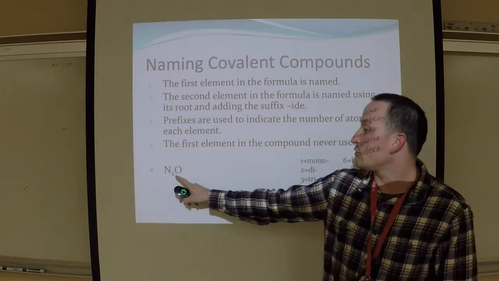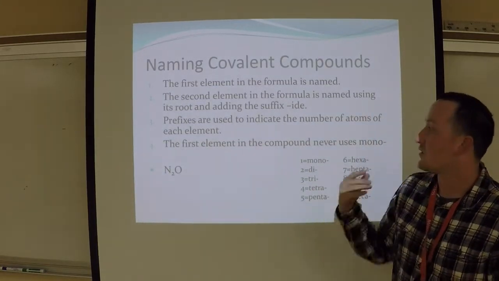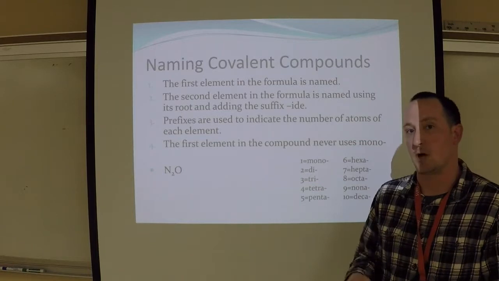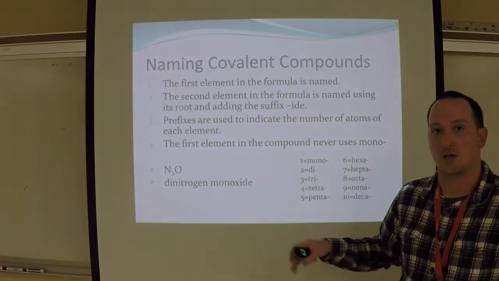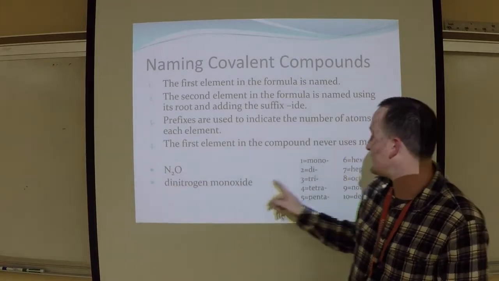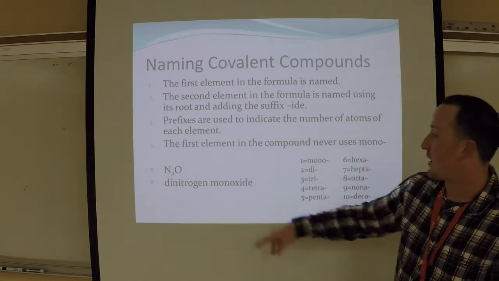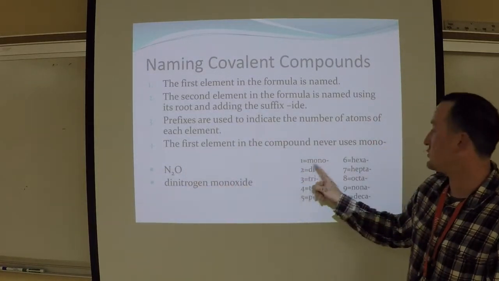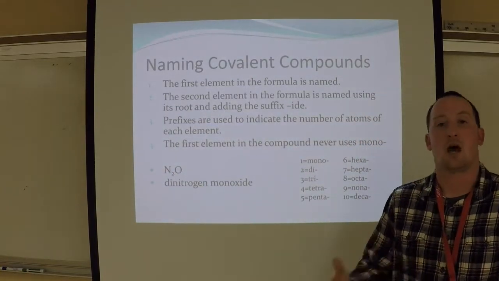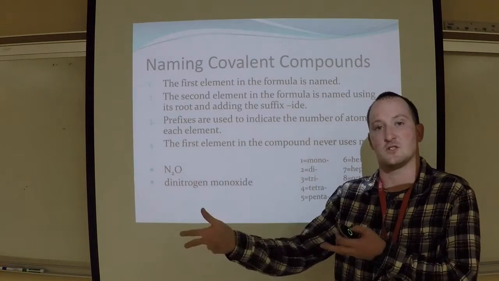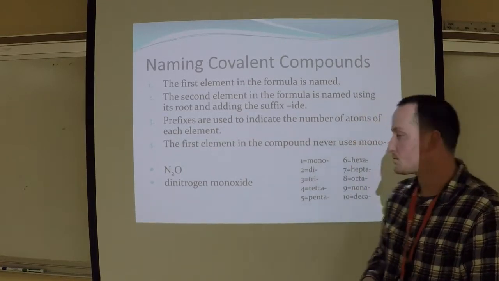Now, if I only had one nitrogen, I would not use the prefix mono because of Rule 4, which says the first element in the compound never uses mono. So this would be dinitrogen monoxide, because di stands for two, so I have two nitrogens. The monoxide, I have oxygen, and because there's only one, I use the prefix mono. But again, if I had only one nitrogen, I would not use the prefix mono, because nitrogen is the first element named, and we don't use mono on the first element.